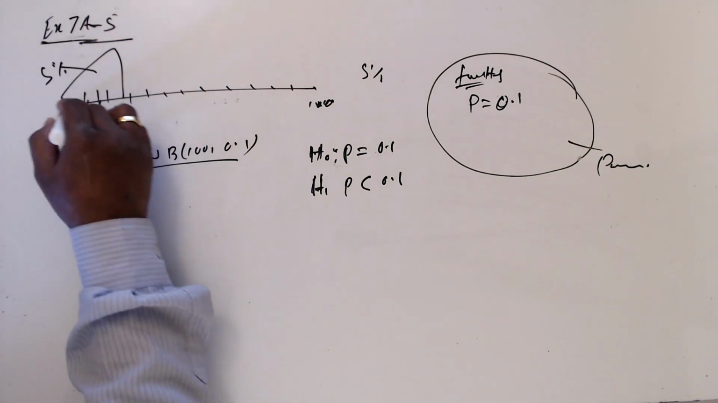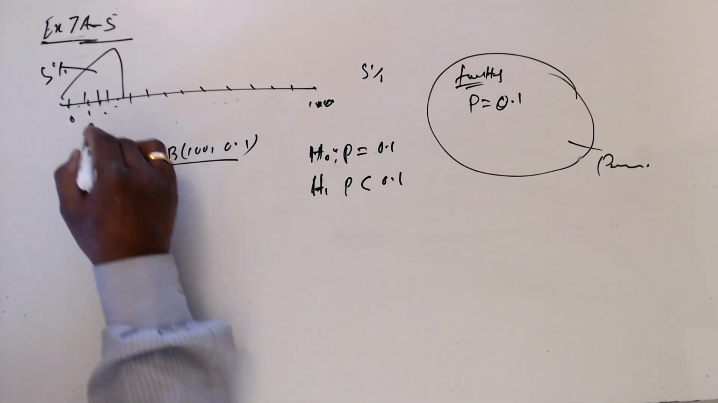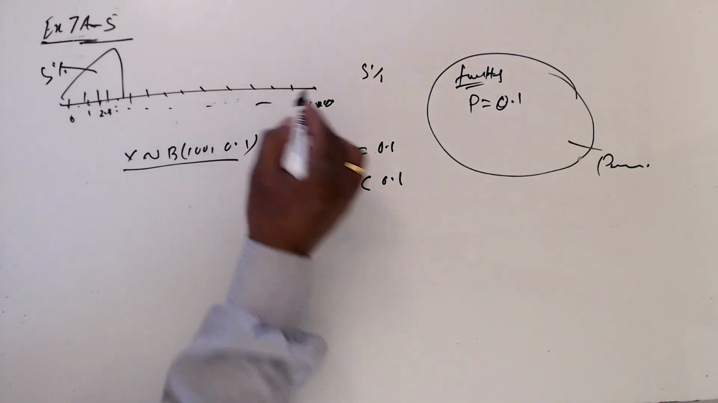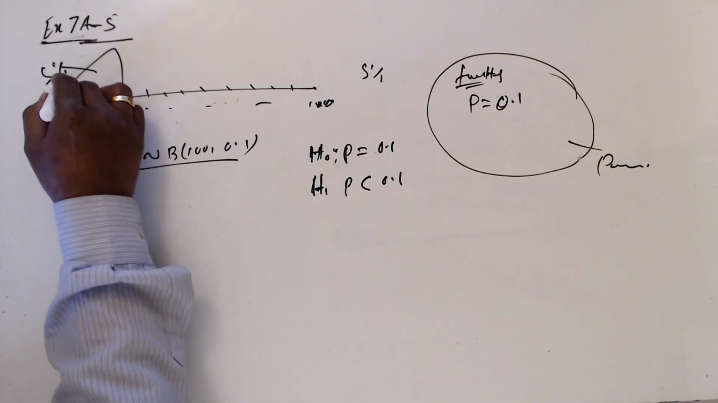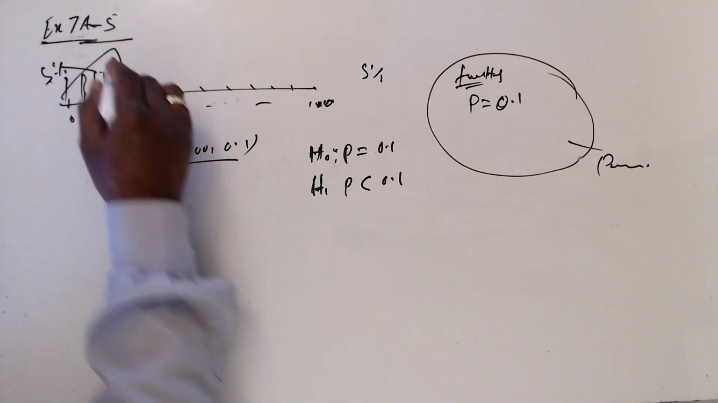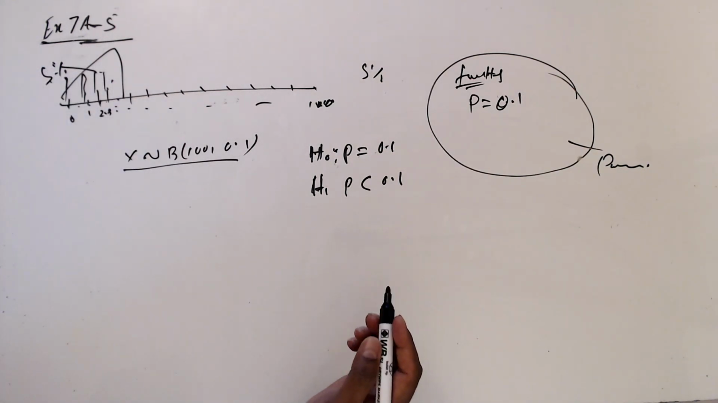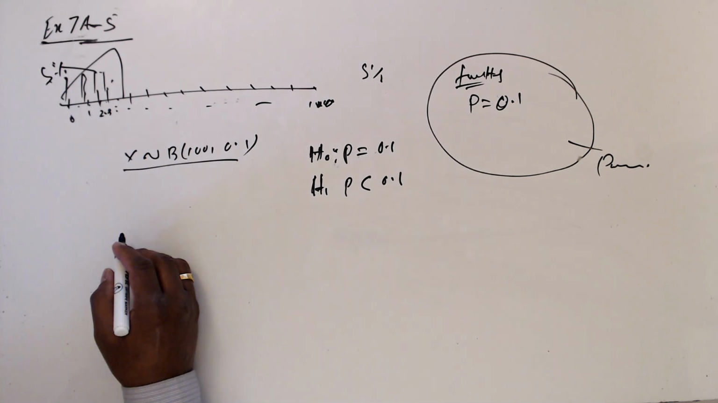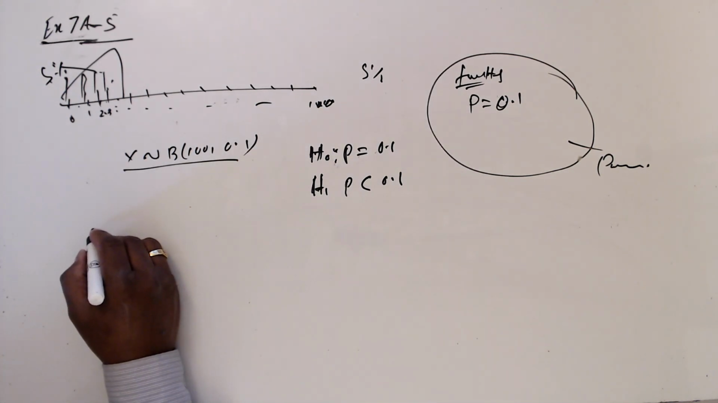You can count in terms of the numbers 0, 1, 2, 3, 4, 5 up to 100, or you can count the probabilities adding up. So the given threshold is 5%. Now, what is the first question? Suggest a suitable test statistic. Yes, the number of faulties out of 100.